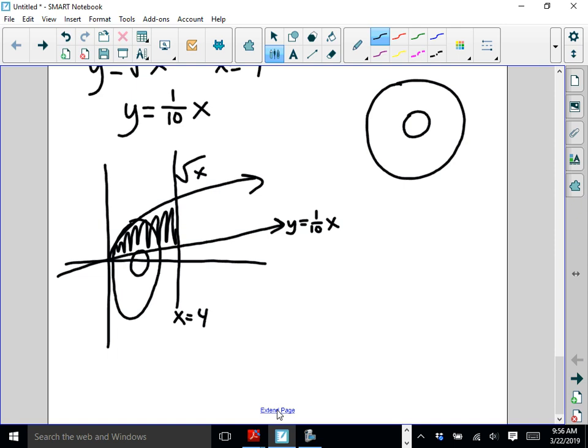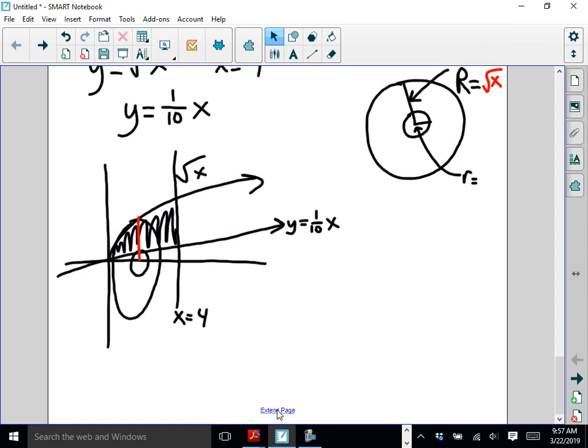Right? We're not just going to have pi r squared anymore, because there are two different radii here. What I want you to do is label the big one big radius. Now, what function is tied to that big radius here? Well, it's the upper function, which is root x. So our big radius here is root x. What about this little radius here? I'm going to use little r like we're used to for radius. Well, what function is tied to the little radius? Again, it's different everywhere on there, but it always equals 1/10 x.